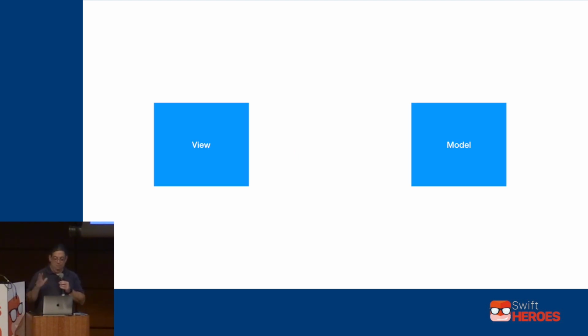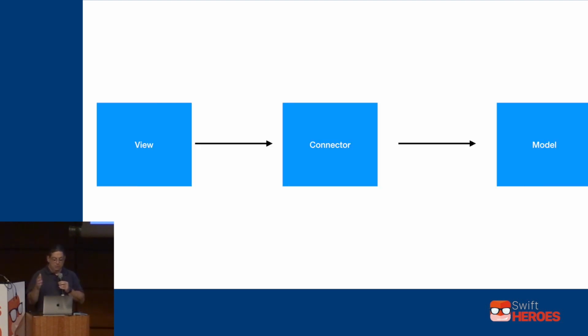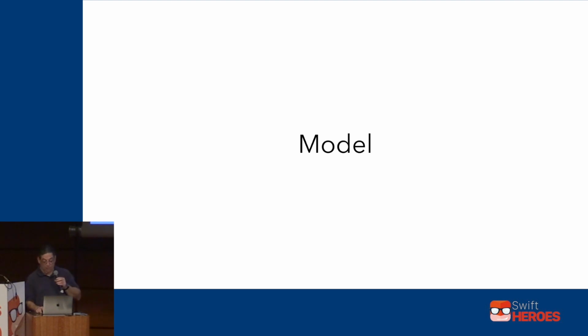And now I have my view and my model. And in between my view and my model, I'm going to put some sort of a connector. Don't want to get religious about it. Some of you will call this a view model. Some of you will call it a presenter. Some of you will call it the chocolate festival. Whatever you call it. So here's what my model looks like.